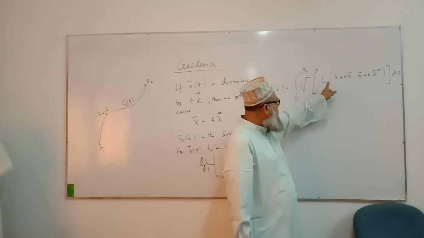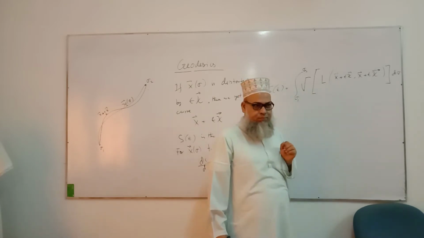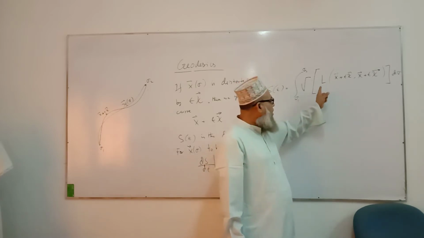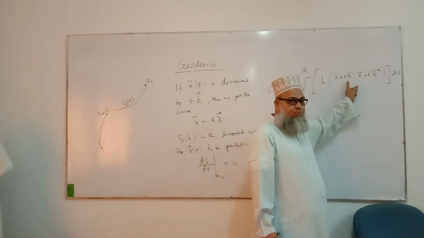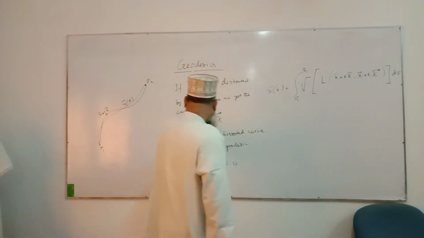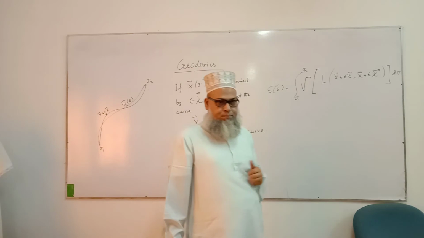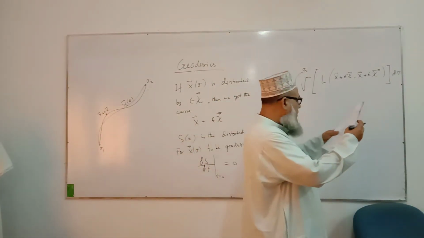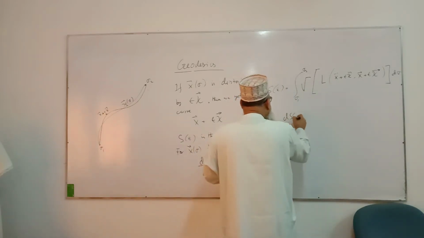Now I have explicitly written what L is a function of. This is the same expression we wrote beforehand. L is a function of x plus epsilon chi and also of its derivative, so the second term comes. Okay, now do the differentiation of dS epsilon by d epsilon.